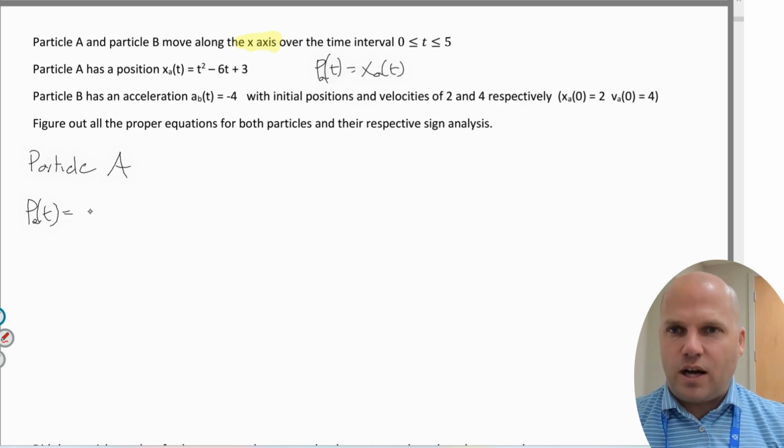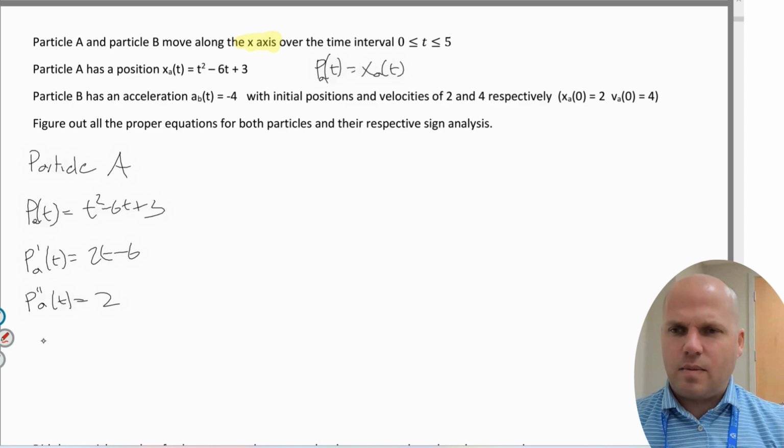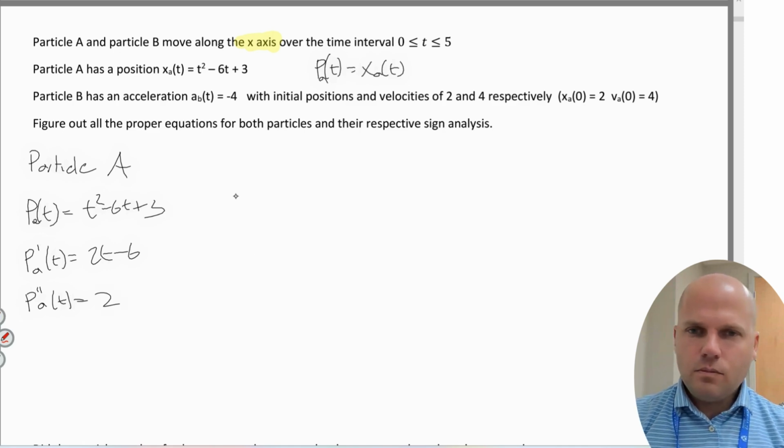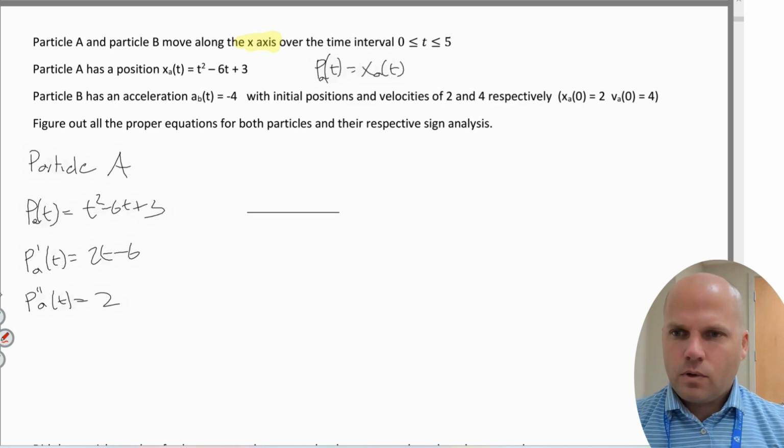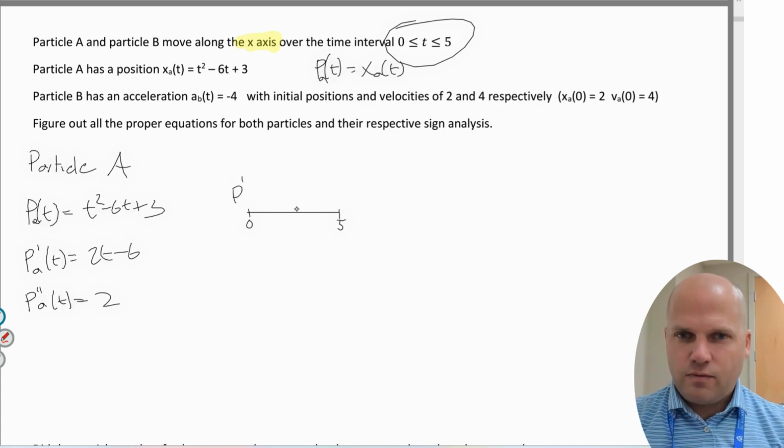So position of particle A is T squared minus 6T plus 3. That means the first derivative of position is the velocity, which is 2T minus 6. If you want to write V of A, it's that. The second derivative of our position is 2. If you'd like to write A sub A, great. We'll do our analysis. My interval's from 0 to 5. So 0 to 5 is a start and end. This is kind of new. I'll have my first derivative analysis focused on when my first derivative equals 0, which is at 3.